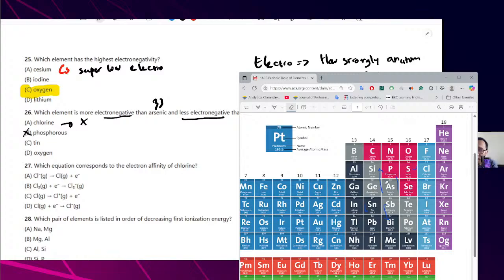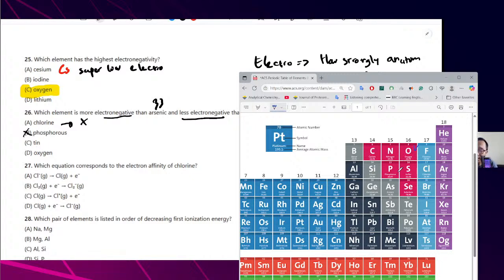All right, and how about oxygen? Oxygen goes up. Oxygen is over here, and going up means it is more electronegative than arsenic.